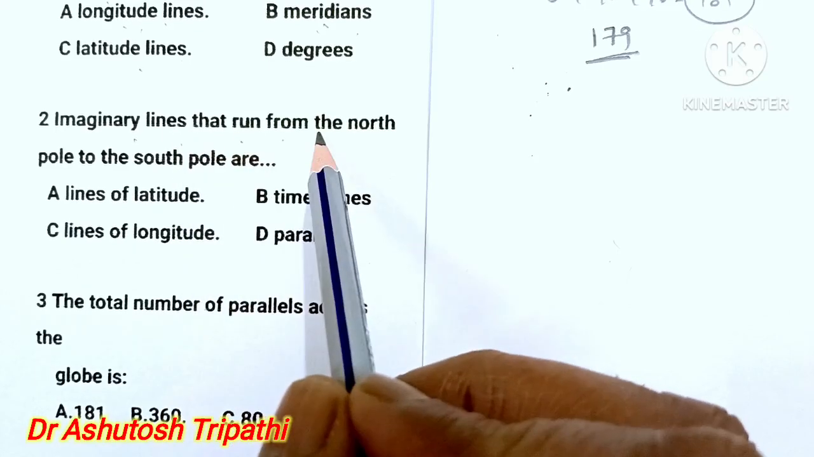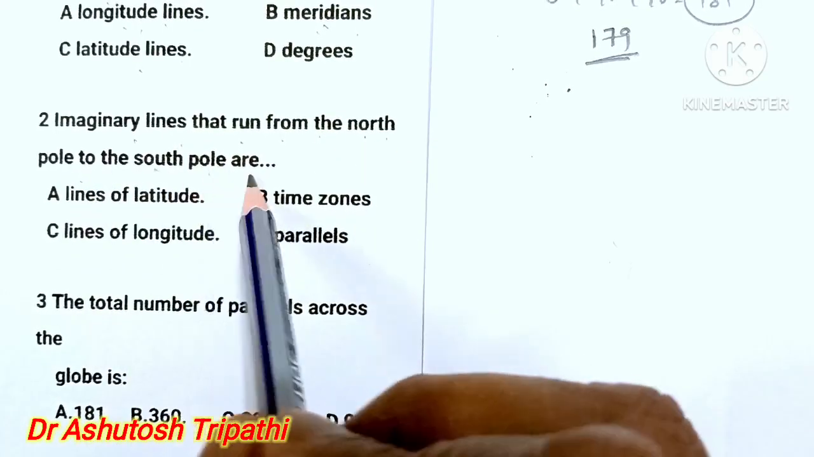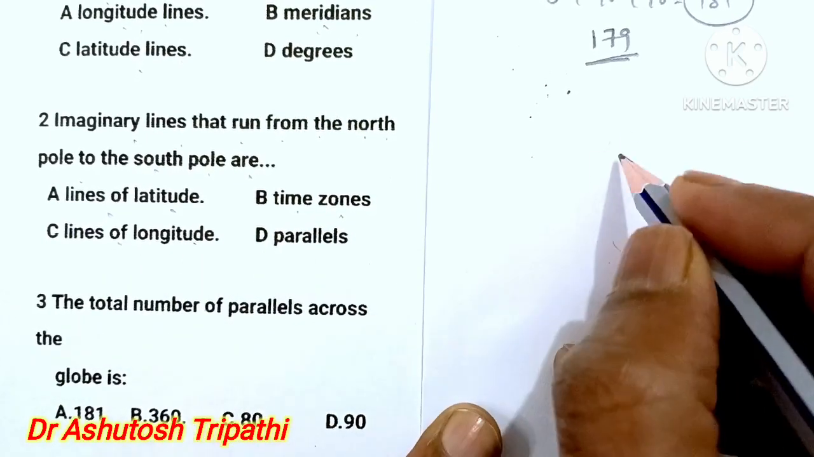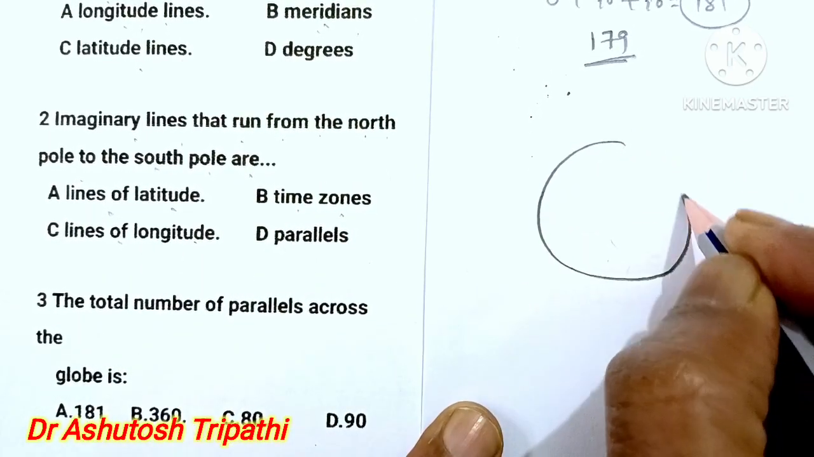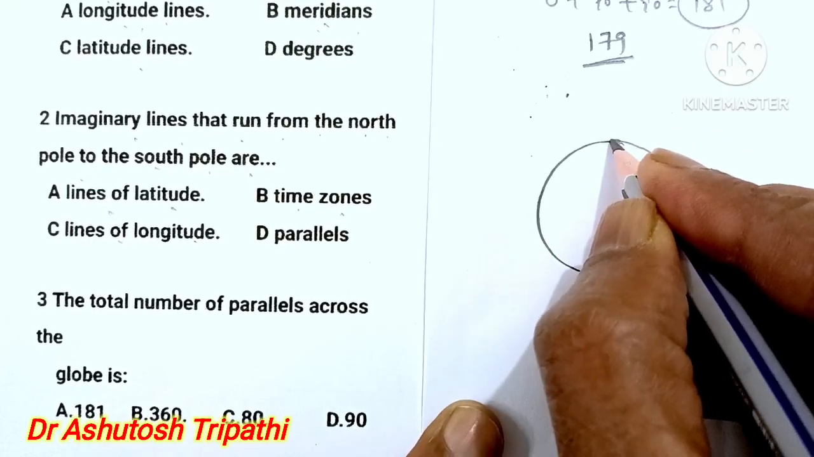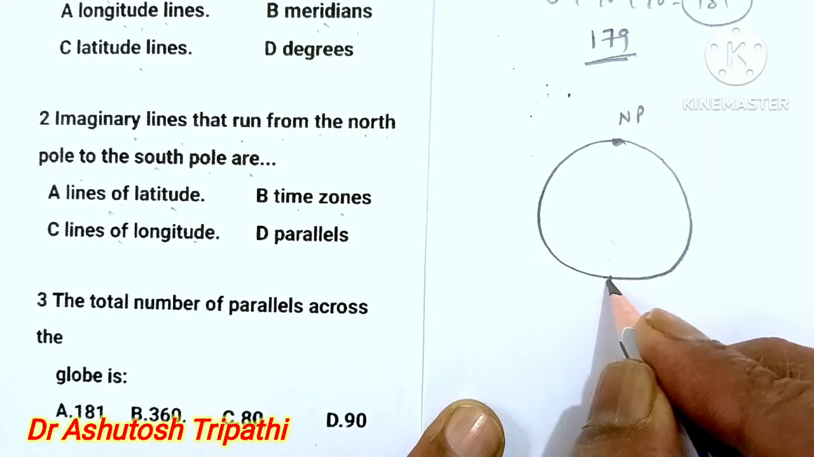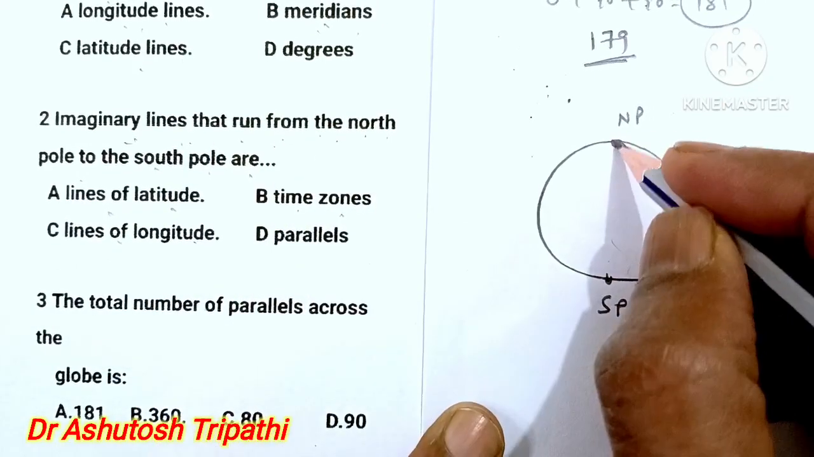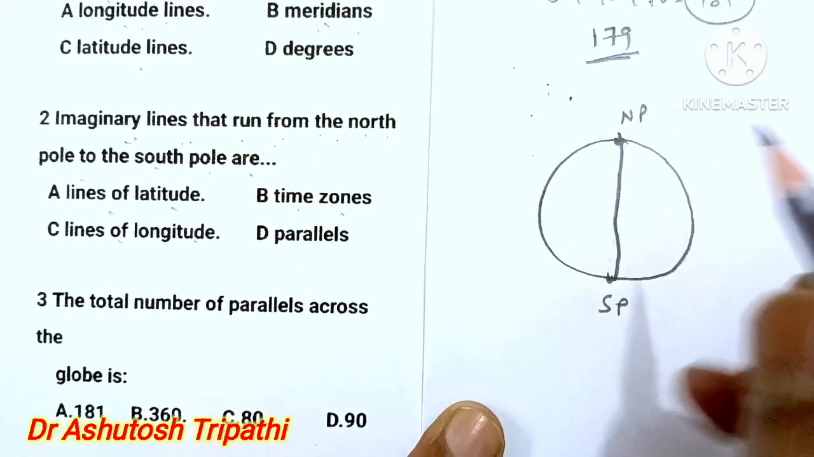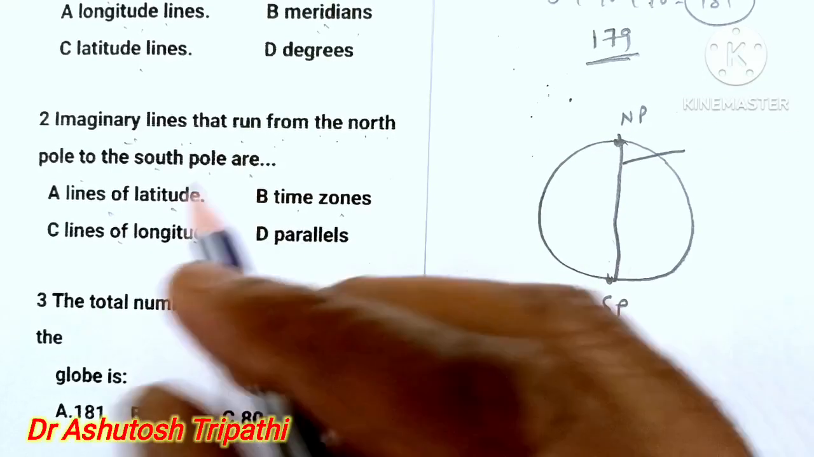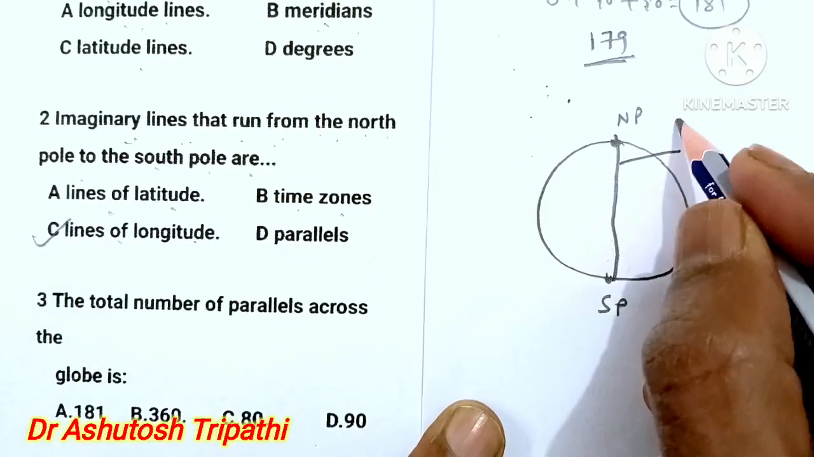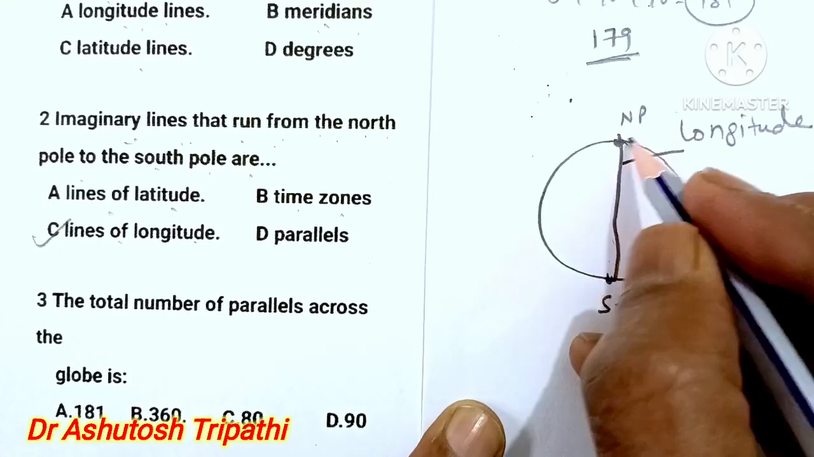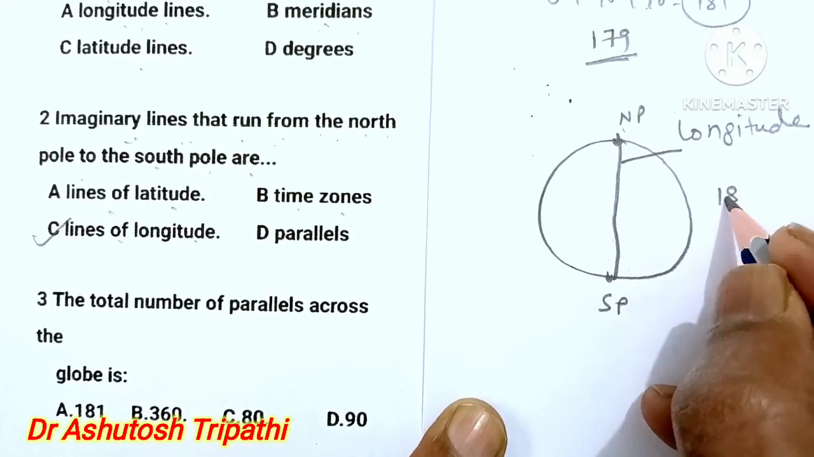Imaginary lines that run from the North Pole to the South Pole are: lines of latitude, time zones, lines of longitude, or parallels? Here we draw the Earth. This is the North Pole and this is the South Pole. The imaginary lines that run from the North Pole to the South Pole are known as lines of longitude. This is known as 0 degree.